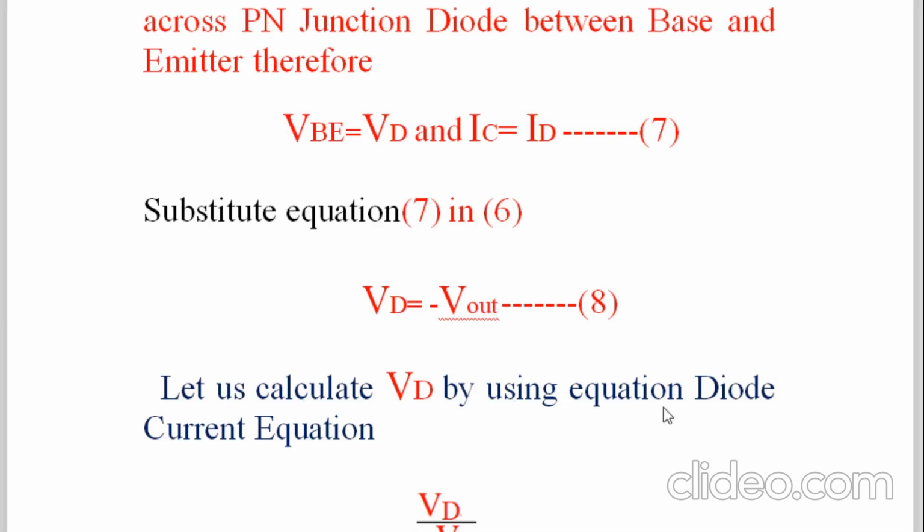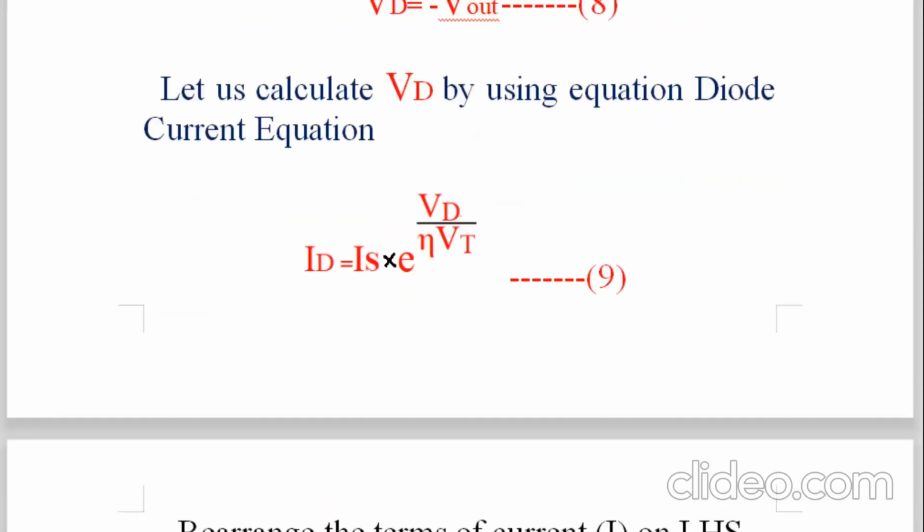Let us calculate VD by using the diode current equation. Because inside the PN junction diode there is a junction capacitor, and that diode current equation is derived already. ID equal to IS, reverse saturation current, into e raised to VD divided by eta into VT.